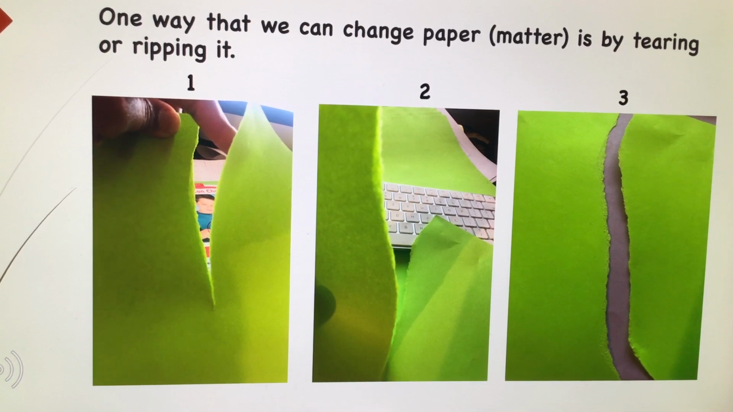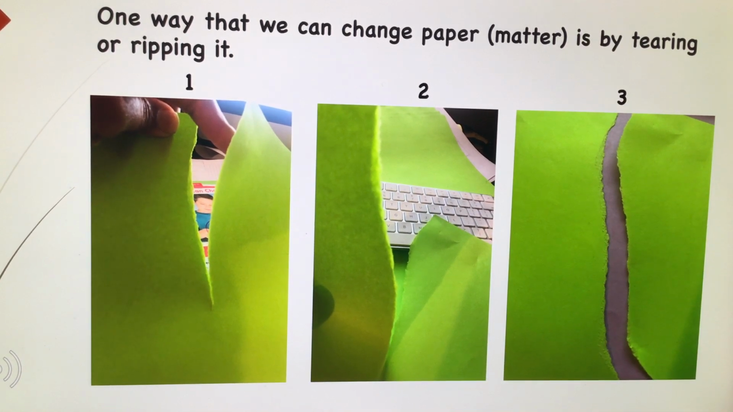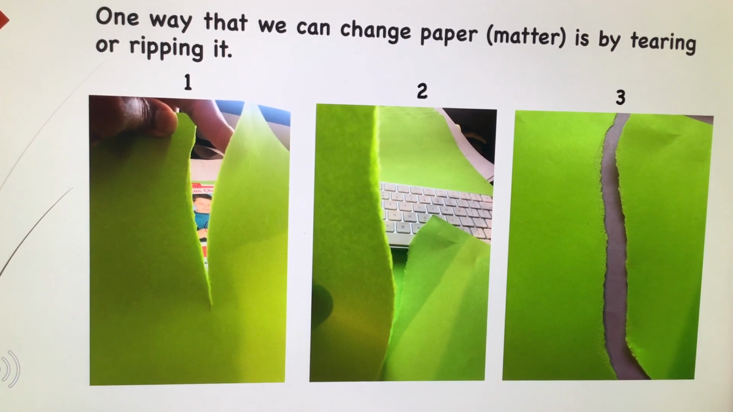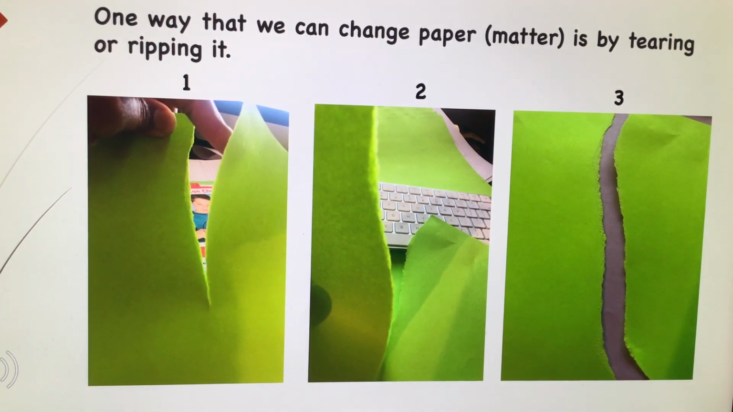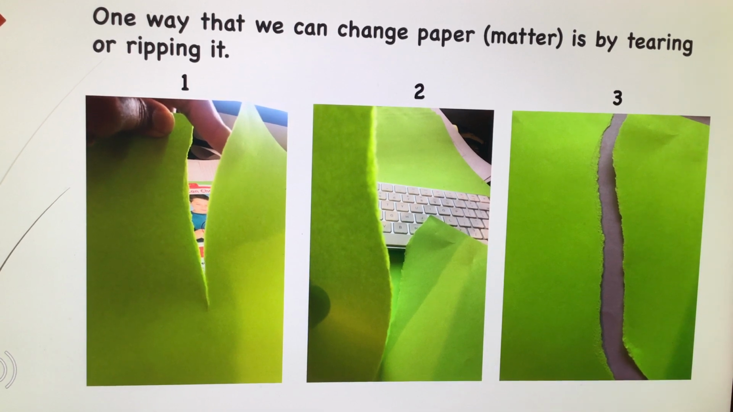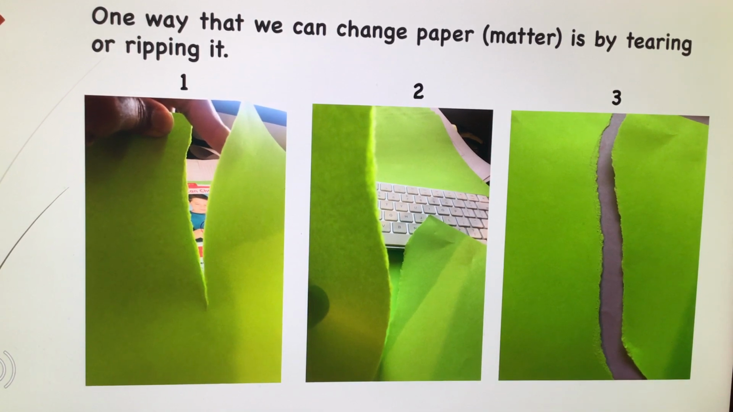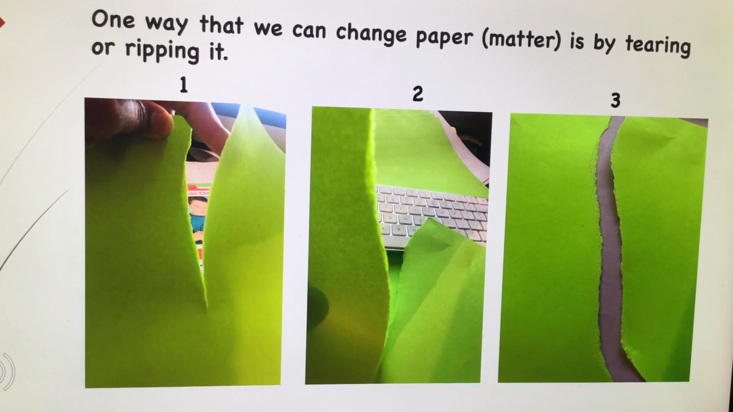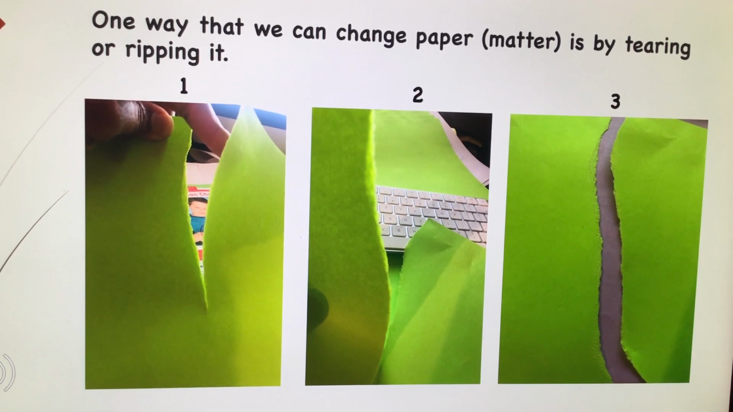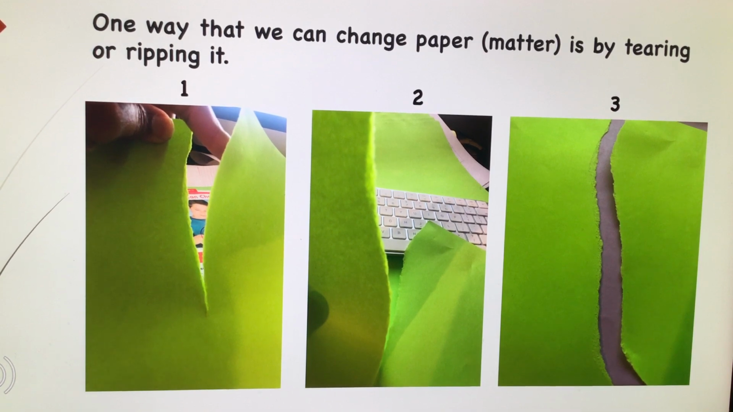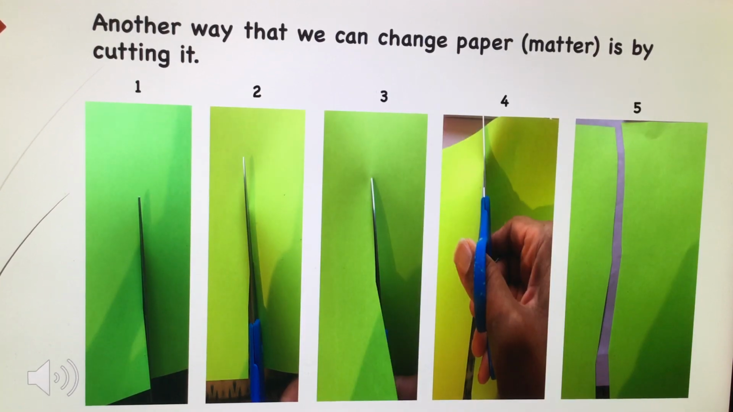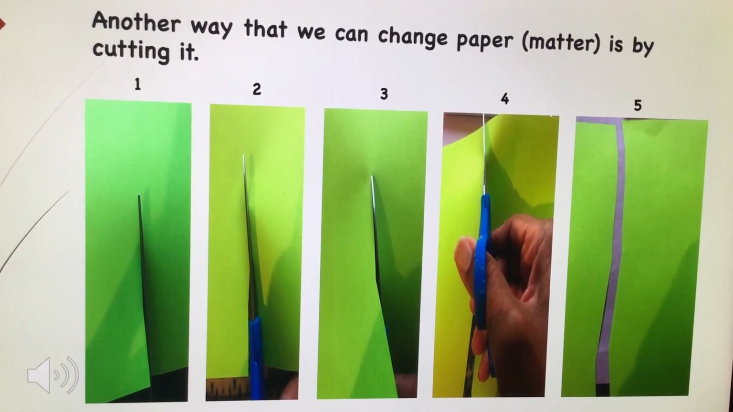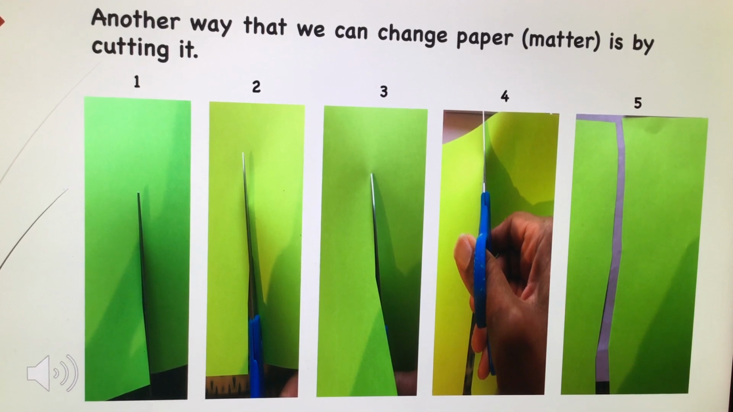The first picture, I tore it a little bit. Pay close attention to the edges of the paper. Look at the second one. I tore it a little more. And finally, the third picture, I just tore it completely. And look at the edges. How do the edges look? How have the edges changed? Discuss that with your family member. What did you notice? Did you notice how the edges looked kind of raggedy? Did you notice that the edges were not smooth?